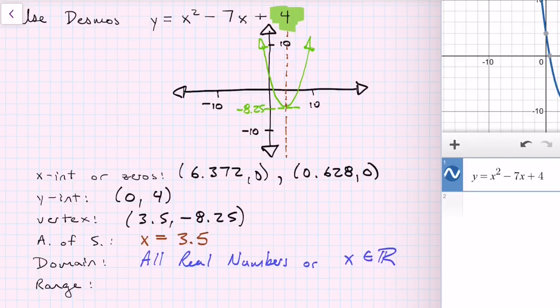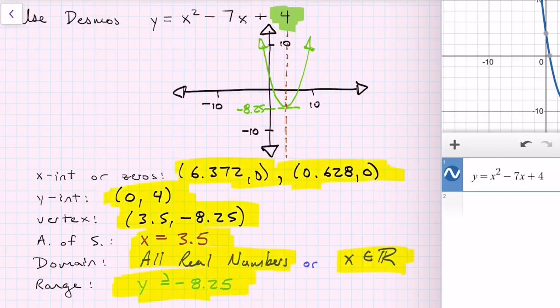Because the parabola is opening up, i.e. it's going up forever, I know that all the y values are bigger than or equal to negative 8.25. So that is the range: y is greater than or equal to negative 8.25. And we're done. We have all the answers we need.